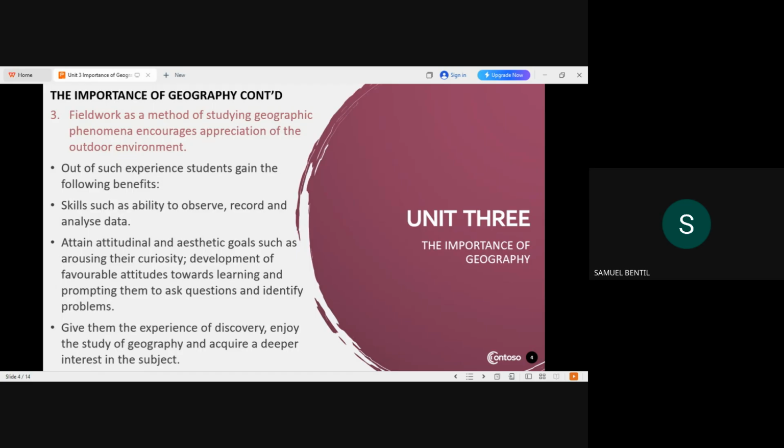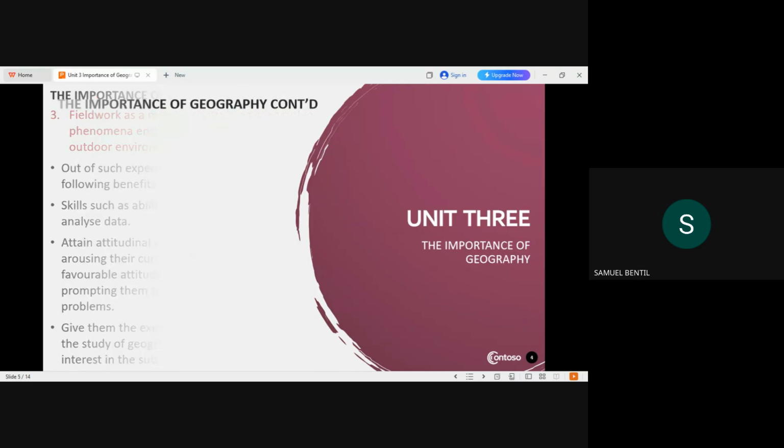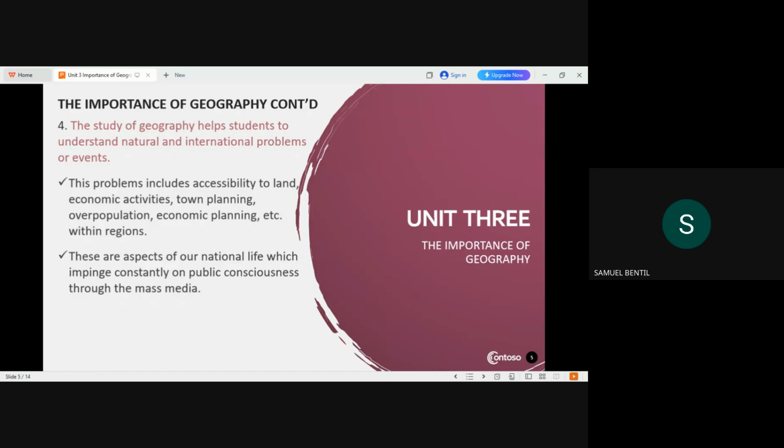attitudinal and aesthetic goals such as arousing their curiosity, development of a favorable attitude towards learning, and prompting them to ask questions and identify problems within the environment. It also gives them the experience of discovery, as one of you mentioned: discovering new things, knowledge, and ideas, and also enjoying the study of geography and acquiring a deeper interest in the subject area. So these are all things that you have already mentioned, which are all in line.